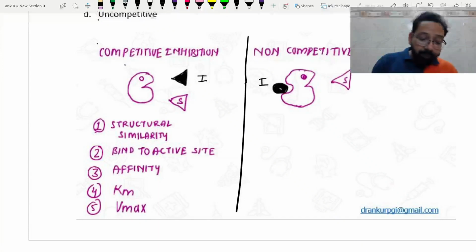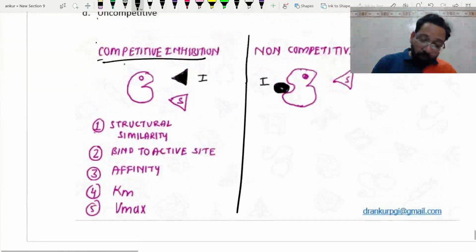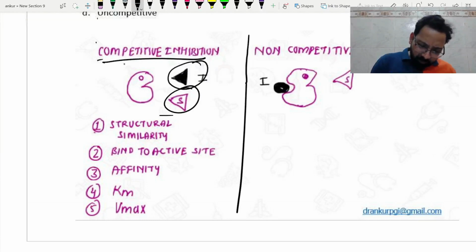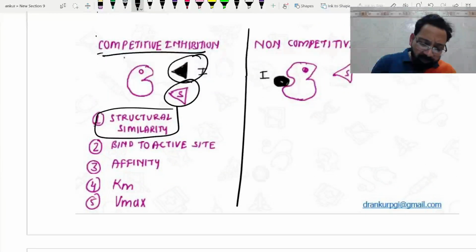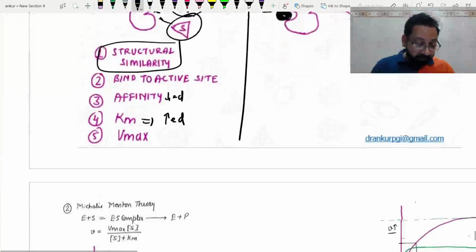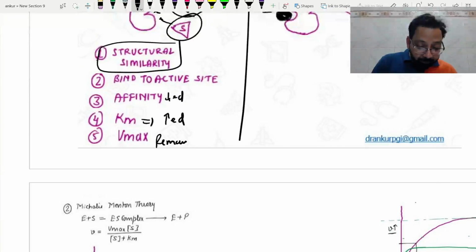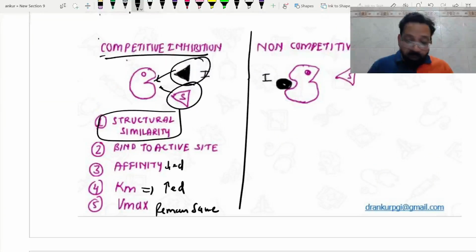Competitive inhibition. In competitive inhibition, there is competition, means competition occurs between two similar persons. So structural similarity is there. They bind to the same active site. When they bind to the same active site, affinity decreased. If affinity decreased, Km is increased. Km is inversely proportional to affinity. V maximum remains same. So you will remember like this, V maximum remains same.